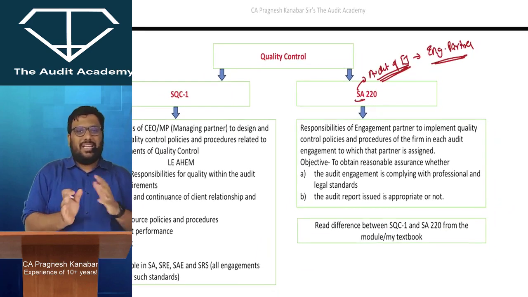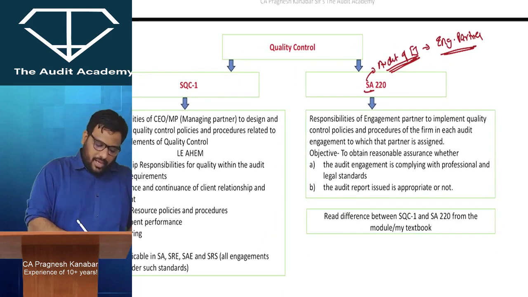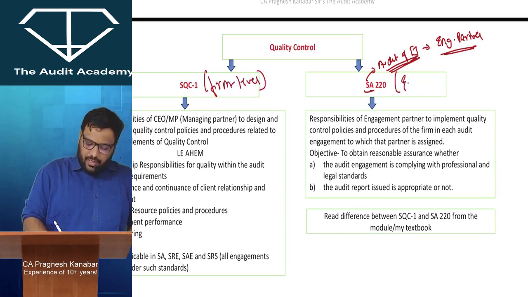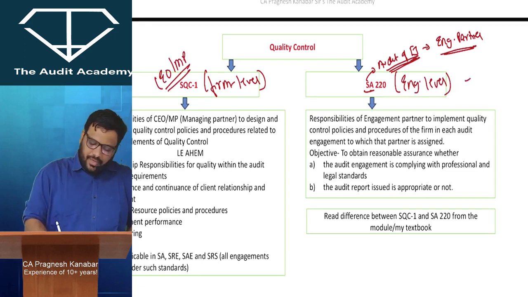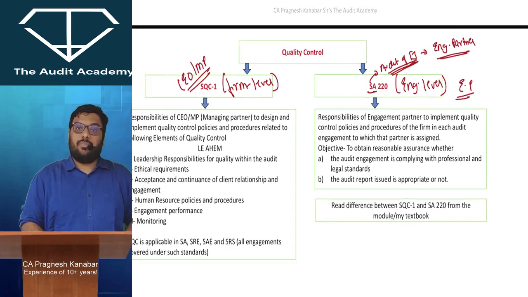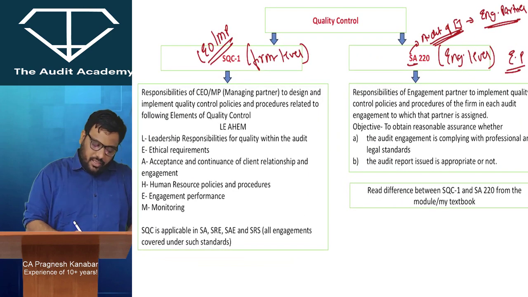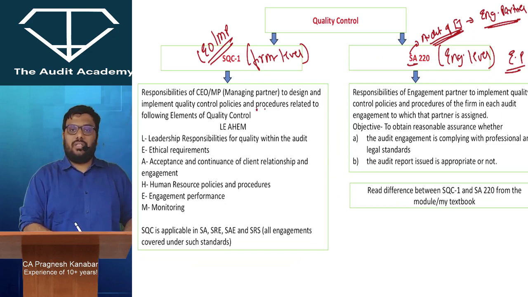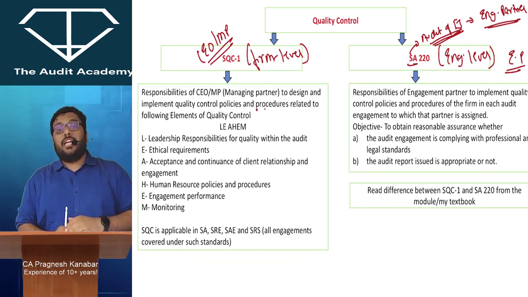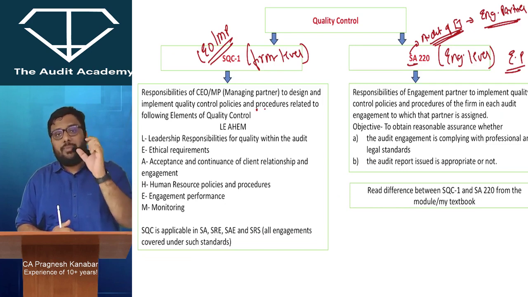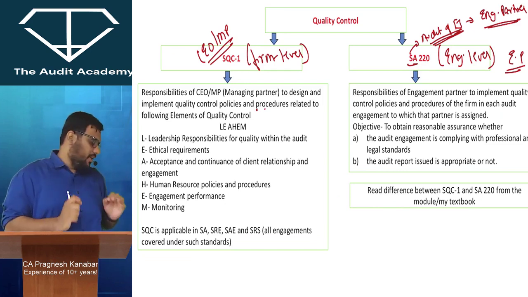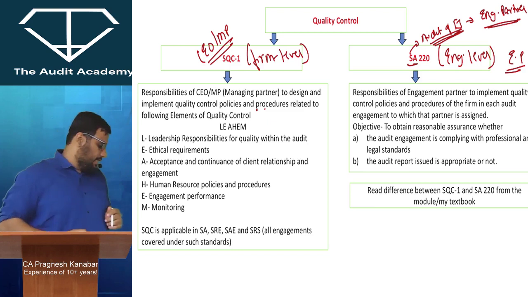So that is SA220. One more time, SQC1 is at the firm level and SA220 is at the engagement level. SQC1 talks about the responsibilities of the CEO and the managing partner. SA220 talks about the engagement partner. In SQC1, the firm will design the policies and procedures. In SA220, the engagement partner will implement those policies and procedures at that particular engagement level. Am I clear with this? Yes or no, sir? Yes, sir.